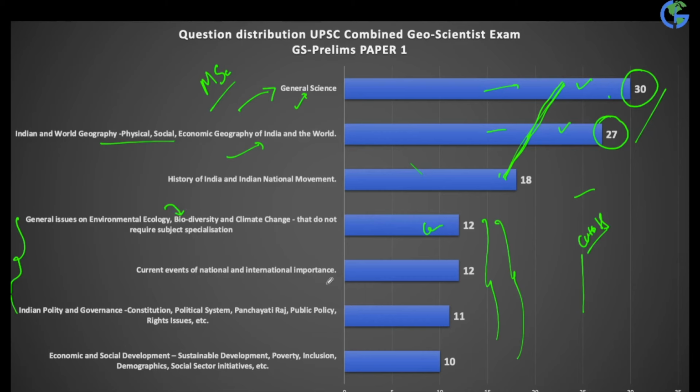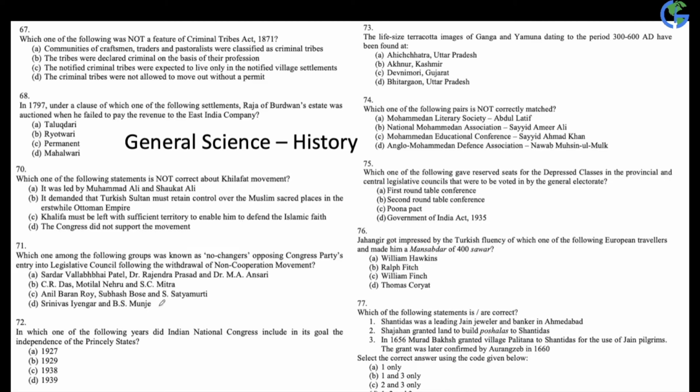Now if you look at the history section, you see the questions are coming directly, which are very factual, like which of the following years did Indian National Congress include in its goal the independence of princely states, or a question like this: which of the following gave reserved seats for depressed classes. Now you have to match the pair here: Modern Literary Society by Abdul Latif, National Muhammad Association by Sayyid Amir Ali. So you see the questions are very, very factual here.